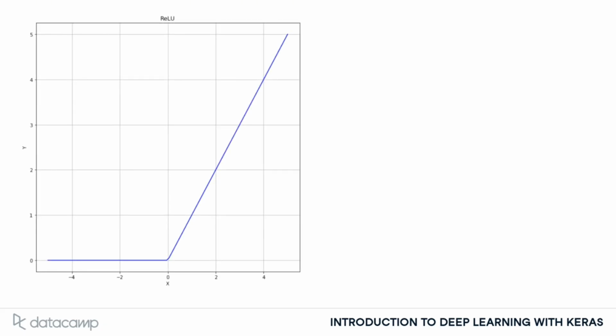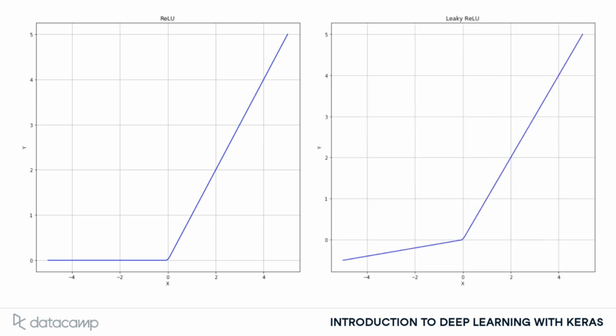The ReLU, rectified linear unit, which varies between 0 and infinity. And the leaky ReLU, which we can look at as a smoothed version of ReLU that doesn't sit at 0, allowing negative values for negative inputs.